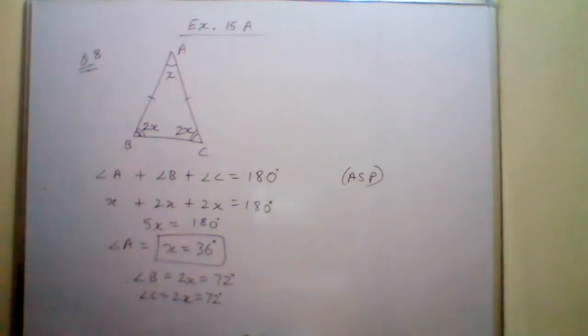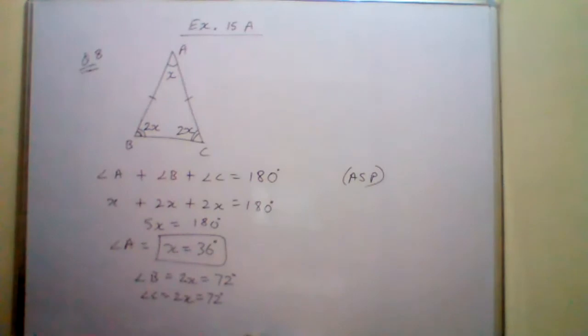Sir, done. Okay, now the next one. If one angle of a triangle is equal to the sum of the other two angles, then the triangle is a right angle triangle, okay.